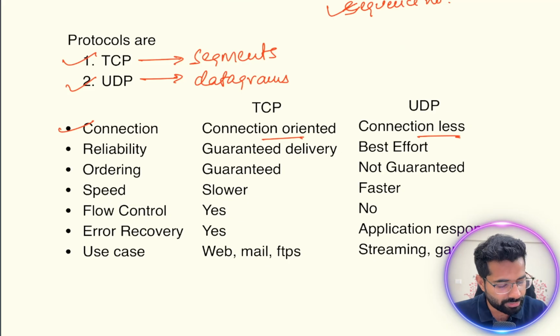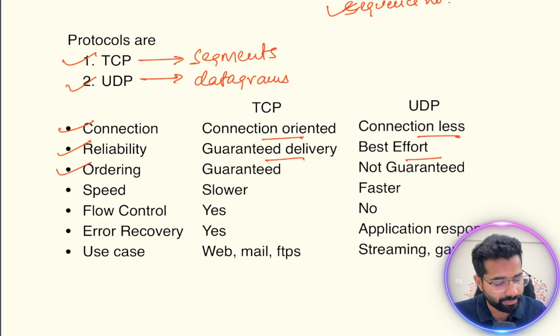When we talk about reliability, TCP connections guarantee the delivery, so you can make sure that your segments will be delivered, whereas in UDP the best effort mechanism is used, where your data may or may not be delivered, but the best efforts will be used to deliver the data, though it may or may not be delivered.